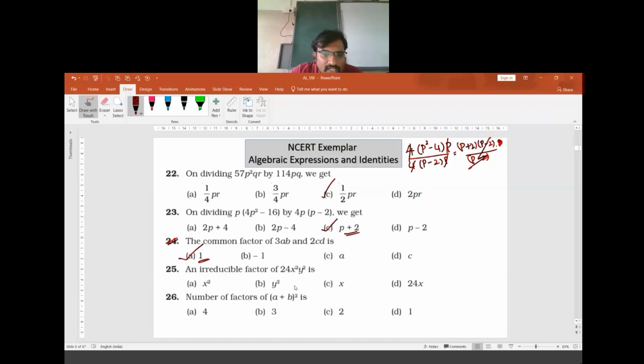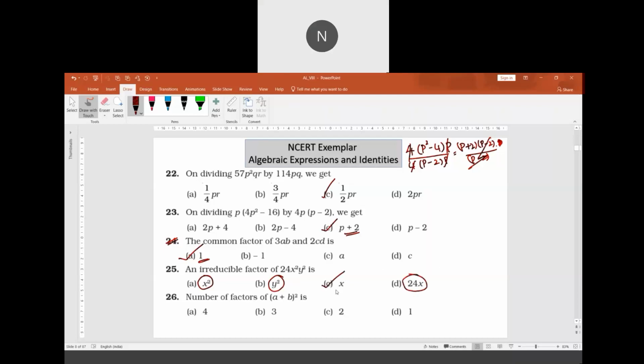An irreducible factor of 24x square y square is X. What does irreducible mean? All fractions can be reduced by taking X or Y or 24 as common. X cannot be reduced. This can be reduced as x into x. This can be reduced as y into y. This can be reduced as 24 into x. So x is left out.